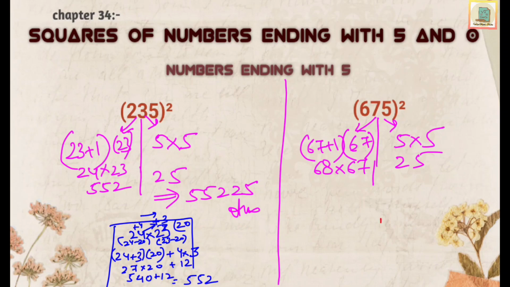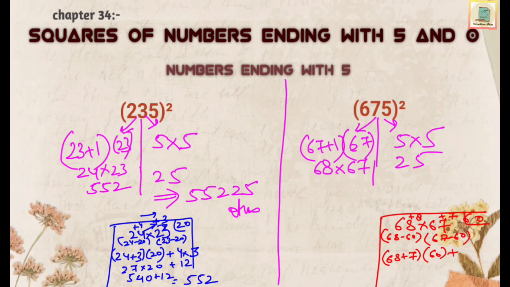Here also for multiplying 68 by 67 we will use the secondary base method 60. So here the deviations will be 68 minus 60, which we get plus 8, and 67 minus 60 we get plus 7 as deviation. So here 68 plus 7, multiply with the base, that is 60, plus multiply the deviations, that is 8 multiplied by 7. So here we get 75 multiplied by 60 plus 56.